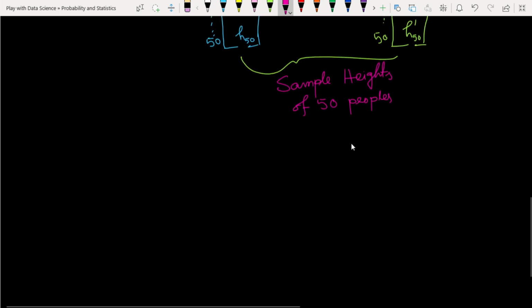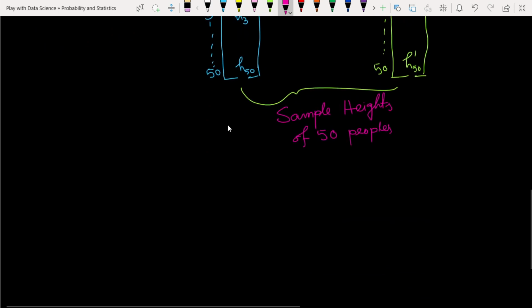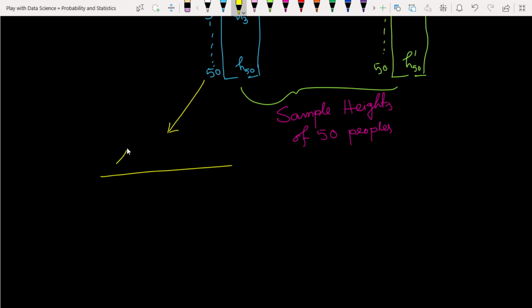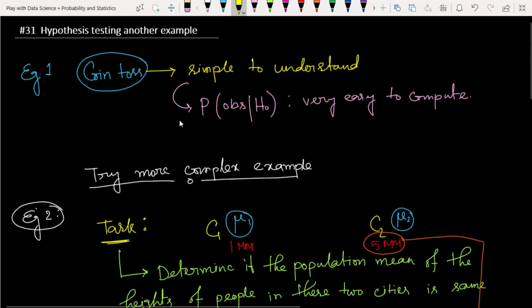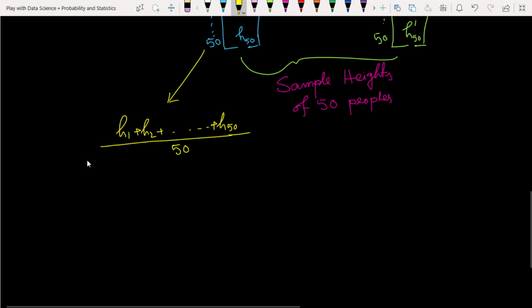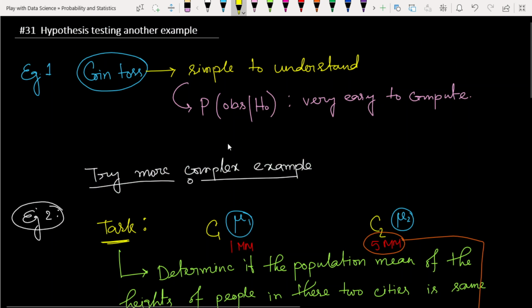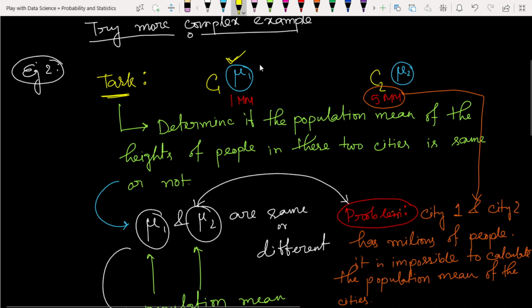Same thing here. So how do we calculate the sample mean? The simple thing for city 1: we calculate it using the simple mean formula. We sum up h1, h2, up to h50 and divide by the number of people, 50. So instead of using the population mean, let's take its sample mean for city 1 as mu1. Don't be confused, this mu1 and the earlier mu1 are totally different. Okay, this is the sample mean.